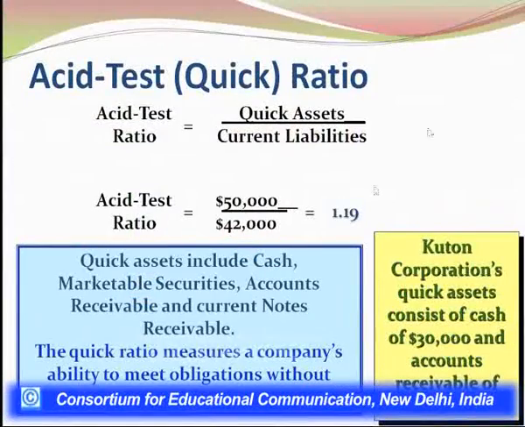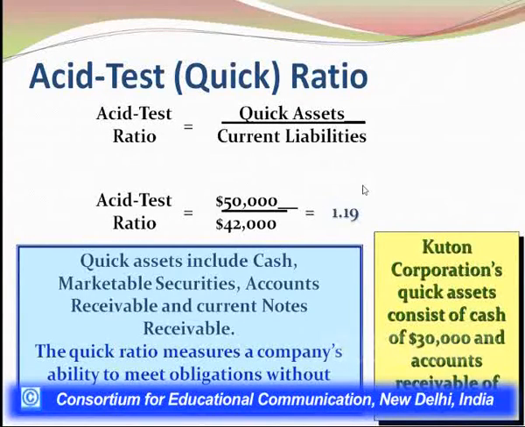So have a look at this quick ratio for the company. 50,000, as we just discussed how we reached this value, after subtracting prepaid expenses and stock from current assets, right? Divide it by the current liabilities, which for the company, as we have already seen, are 42,000. So the ratio comes out to be 1.19.